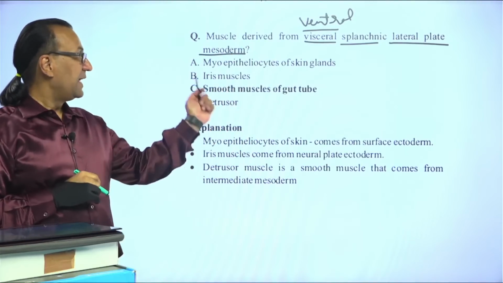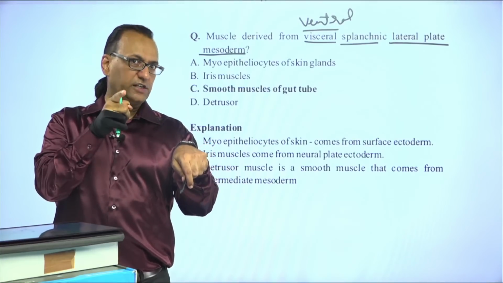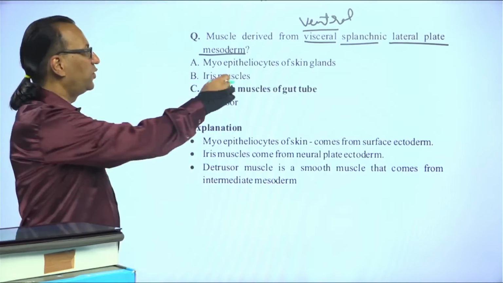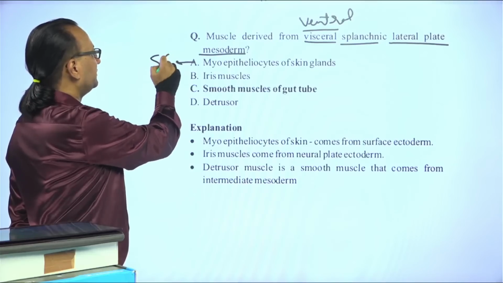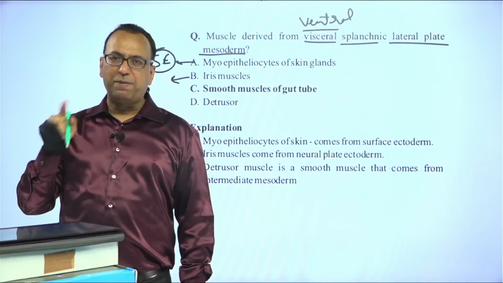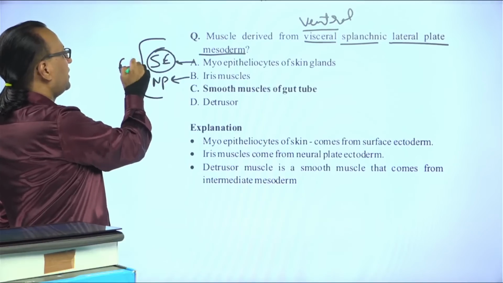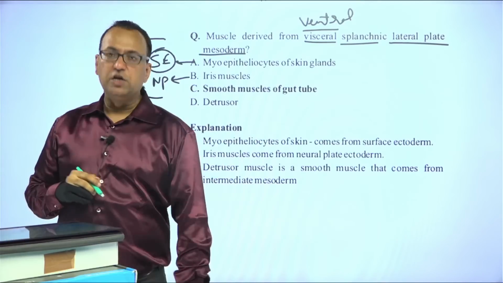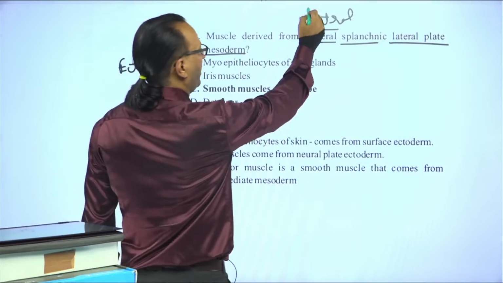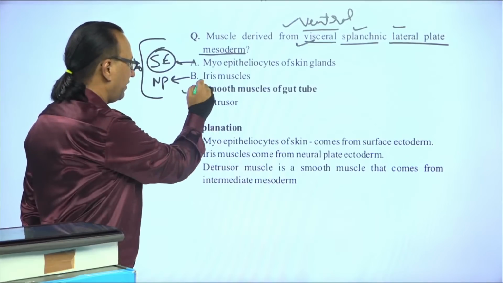If you say myoepitheliocytes of skin gland, the question is on mesoepithelioma. So where do they come from? Surface ectoderm. And what about the iris muscles like sphincter and dilator pupillae? Neural plate ectoderm. So both of these are ectoderm. And what about the smooth muscles of the gut tube? Smooth muscles of the gut tube or cardiovascular tube would have come from ventral, visceral, lateral plate mesoderm. So this is our answer.